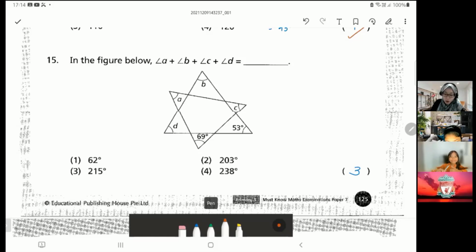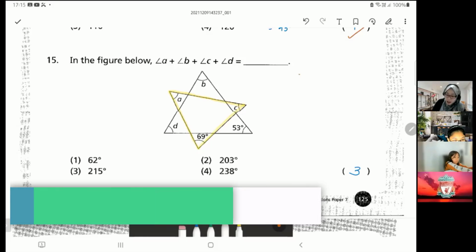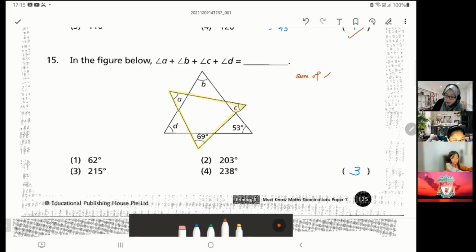Okay, so in the figure below, angle A plus angle B plus angle C plus angle D is equal to... So you can see that these angles are labeled and they're inside triangles, right? So let's identify the triangles first. This is one triangle. And that one triangle there, I have angle A plus C. Let's settle that one first, which means sum of angles in a triangle is 180 degrees.